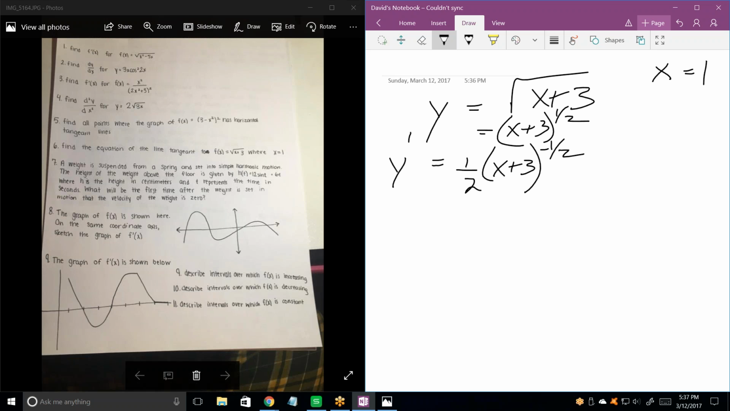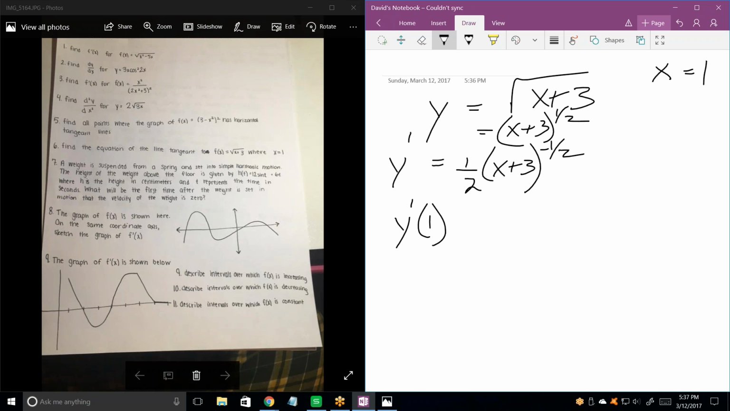Now, notice you are applying the chain rule here. It's just that the derivative of the inside is 1, so you don't need to worry about it. But it's important to understand that you are actually applying the chain rule. Okay? Now, what is the slope at x equal 1?